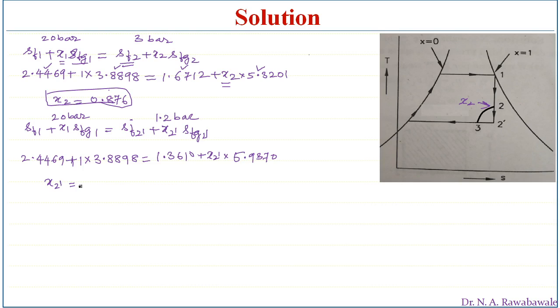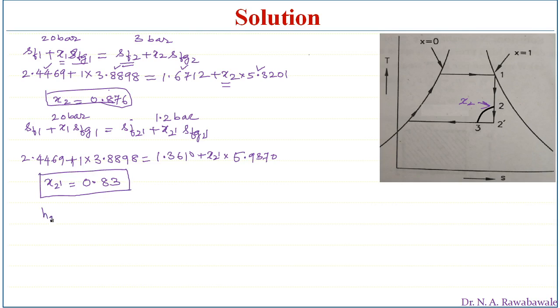Simplifying as 2.4469 plus 3.8898 equals 1.3610 plus x2 dash times 5.9370, we get the dryness fraction. Now we know the dryness fraction at point 2 as well as at 2 dash, so we can find the enthalpy at point 2.